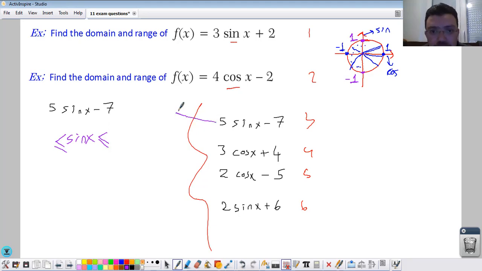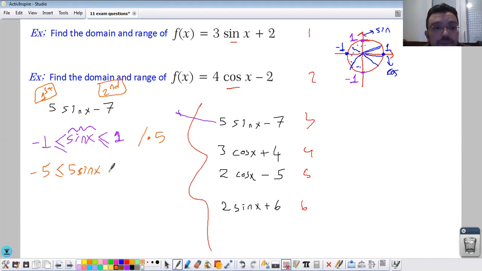Now we are solving for this example. It's from -1 to +1. And later we try to arrange this between part into the given expression. So firstly, we should get the multiple part. Then secondly, we should get this additional part. We multiply everything by 5. So it turns into -5, smaller than 5 times sine x, and smaller than 5 times 1, which is 5.